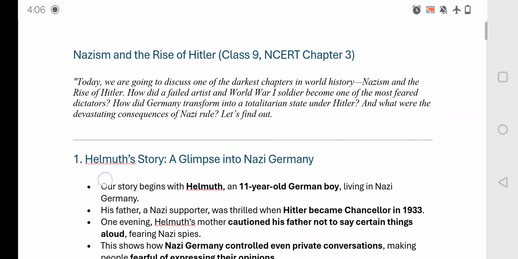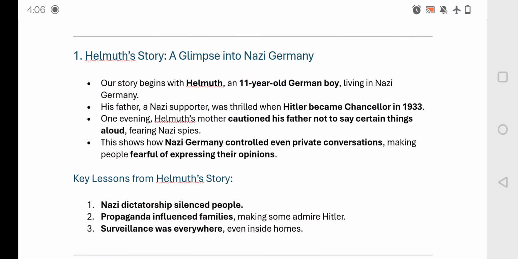Let's find out. So, the chapter starts with the story of a boy, Helmut, who is an 11-year-old German boy living in Nazi Germany. His father was a Nazi supporter. When Hitler became chancellor in 1933, he was quite thrilled. And this story tells that one evening, Helmut's mother cautioned his father not to say certain things aloud, fearing Nazi spies. This shows how Nazi Germany controlled even private conversations, making people fearful of expressing their opinions.